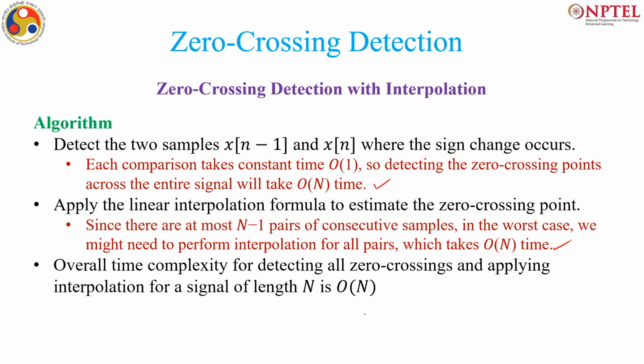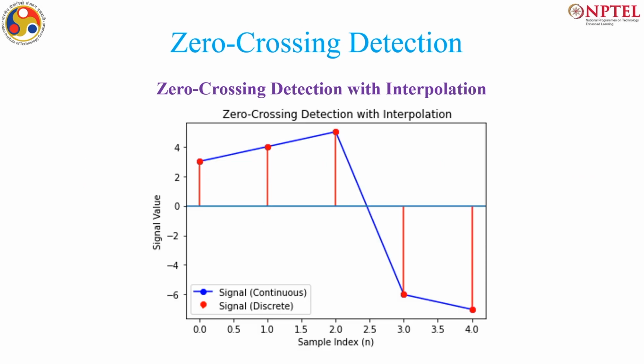So, overall we can say that the complexity will be O of n, linear time complexity, and this is what I was referring to in the zero crossing detection with interpolation. Since this value has a higher height and this value has a lower height, this zero crossing is not exactly midway, but somewhere biased towards the lower height sample.